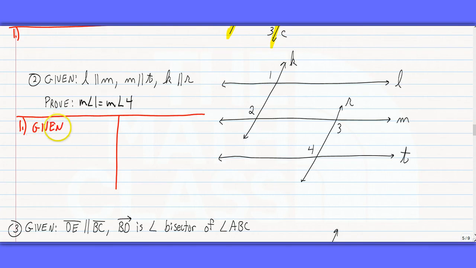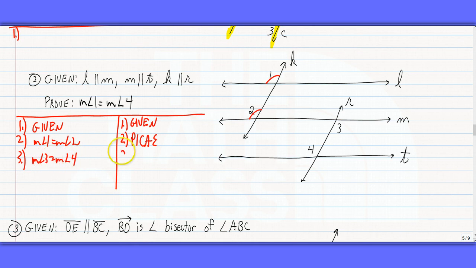In this proof we have 3 sets of lines that are parallel to each other. First of all, we have the given. Second step, because L is parallel to M, with K as the transversal, that means we know that angle 1 is equal to angle 2, since parallel implies that corresponding angles are equal. Step number 3, since M is parallel to T, with the transversal of R, then we know that the measure of angle 3 is equal to the measure of angle 4, since parallel implies alternate interior angles are equal.